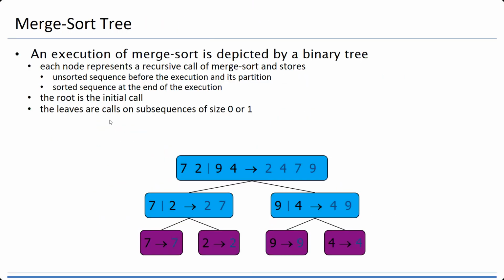The execution of the merge sort can be seen in a binary tree. Last time we learned about the binary tree, and you can see it. Each node represents a recursive call of merge sort and stores the unsorted sequence before the execution and its partition. So this is the unsorted sequence, and the sorted sequence at the end of the execution. So this is the sorted sequence.